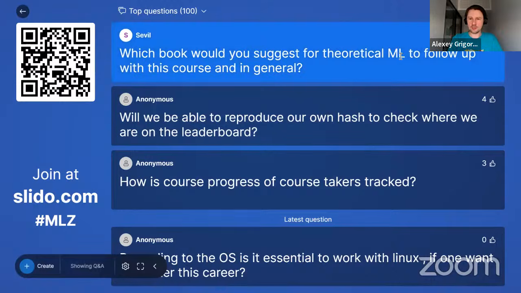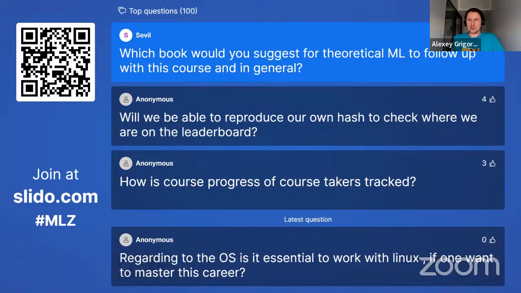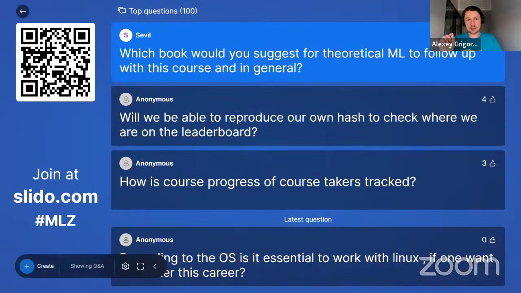Which book would you suggest for theoretical machine learning to follow up with the course? With this course, you don't need any theoretical book. In general, maybe Elements of Statistical Learning. Yeah, that's one book that could work well. It's pretty math heavy, but it is a good book. It's free, and you can find it online.